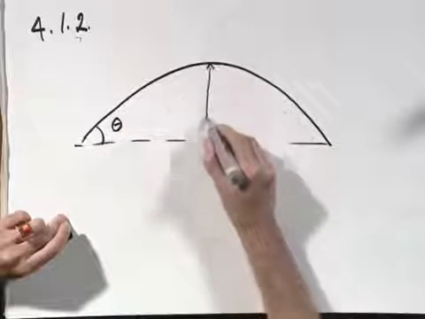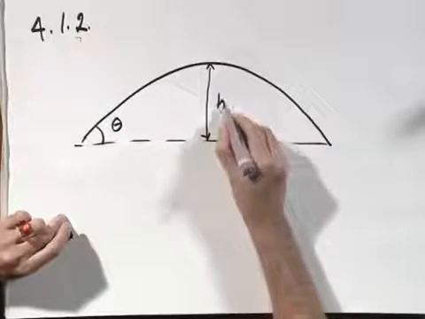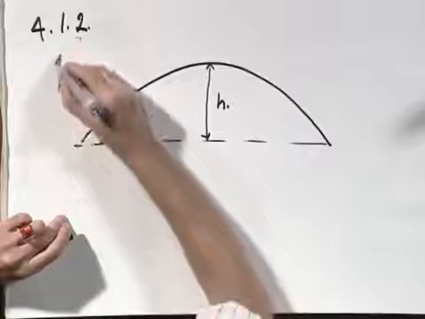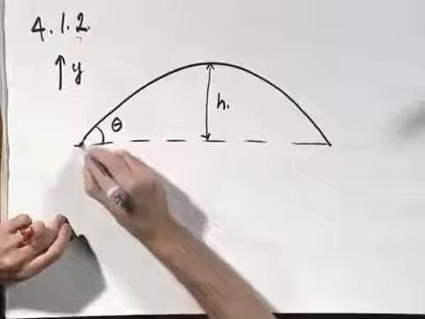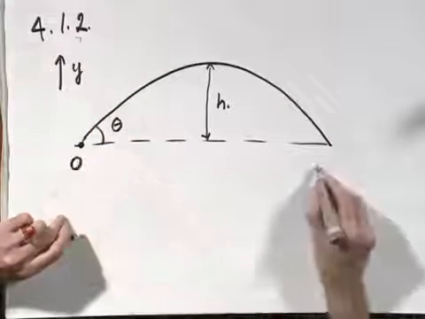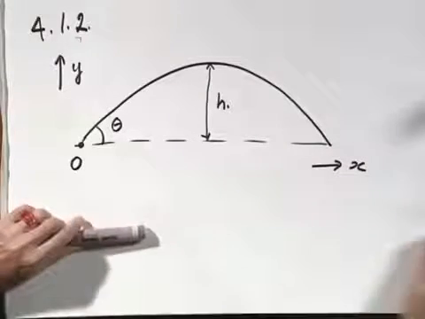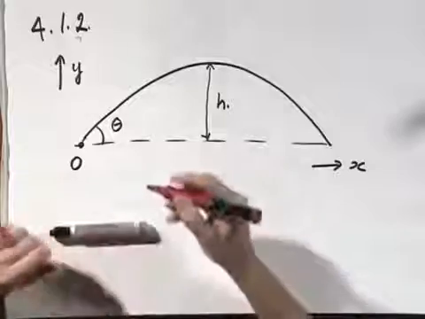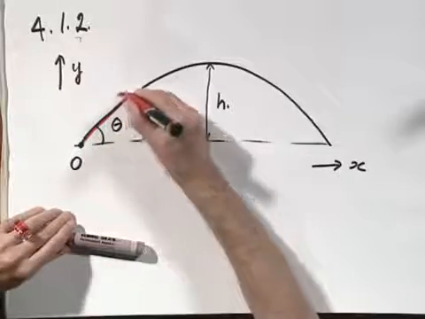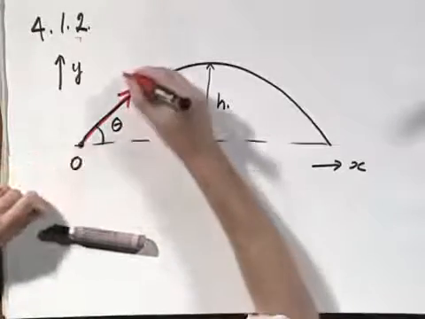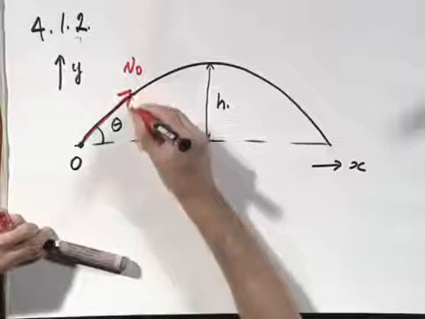It reaches a certain height h. Let's call this the positive y direction. Let's call this point 0, both in x and in y direction. The object has a mass m. Its velocity at time t equals 0, when we shoot it up here, is v0.